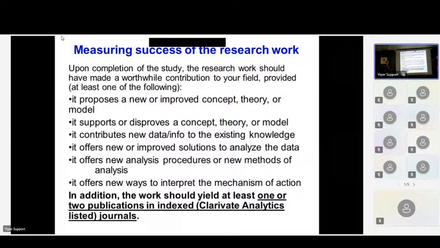In addition, the work should yield at least 1 or 2 publications in indexed journals. Keep in mind, which Dr. Balkumar also will be talking about, indexed, that is Clarivate Analytics listed journals, Scopus indexed journals, not plagiarized, predatory journals where you pay 3,000 rupees per author to publish in the predatory journals. That is not a publication, that is zero publication.